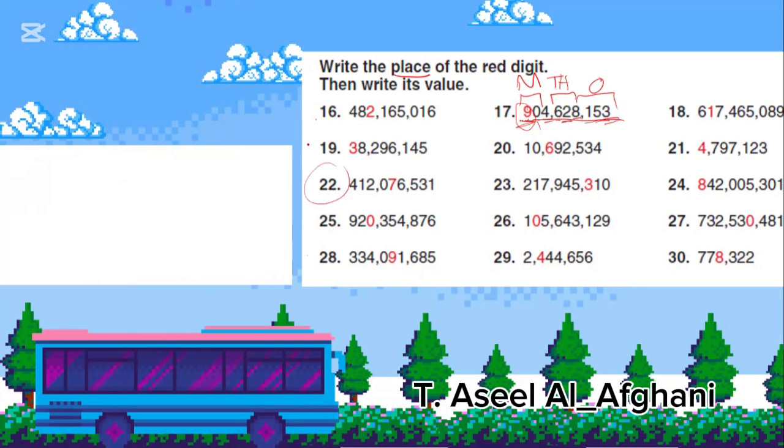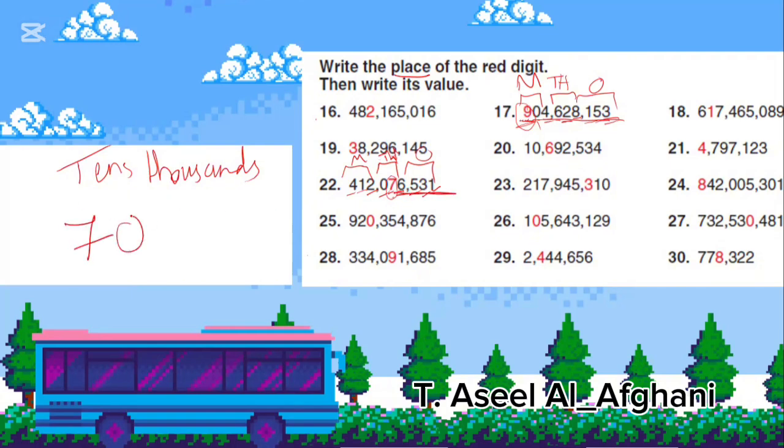Let's check it. Question 22. 412,076,531. Ones, tens, hundreds in ones period. Ones thousands, tens thousands, hundred thousands in thousands period. Ones millions, tens millions, hundred millions in millions period. It's asking about 7. It is in tens thousands, and its value is the 7 itself, and put all of the numbers on the right side as zeros. 6 will be 0, 5 will be 0, 3 will be 0, and 1 will be 0, and 1, 2, 3, 3 digits we put our comma. So the value is 70,000.